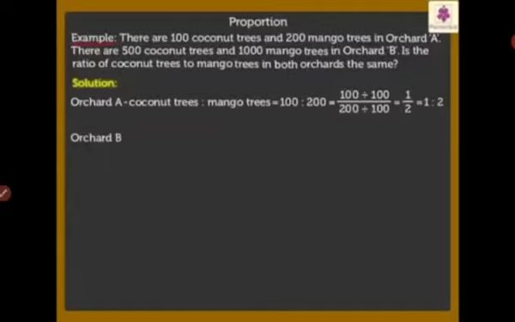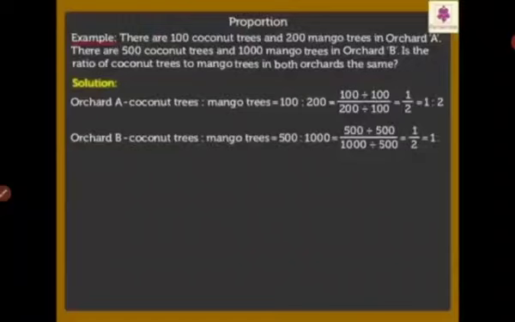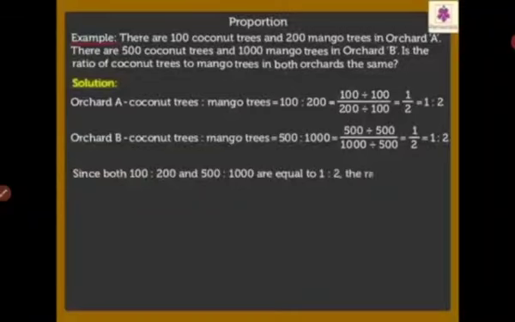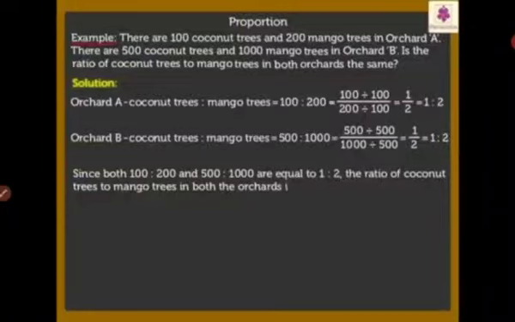In orchard B, the ratio of coconut trees to mango trees is 500:1000, which is equal to 1:2. Since both 100:200 and 500:1000 are equal to 1:2, the ratio of coconut trees to mango trees in both orchards is the same. Children, whenever two ratios are equal, they form a proportion.